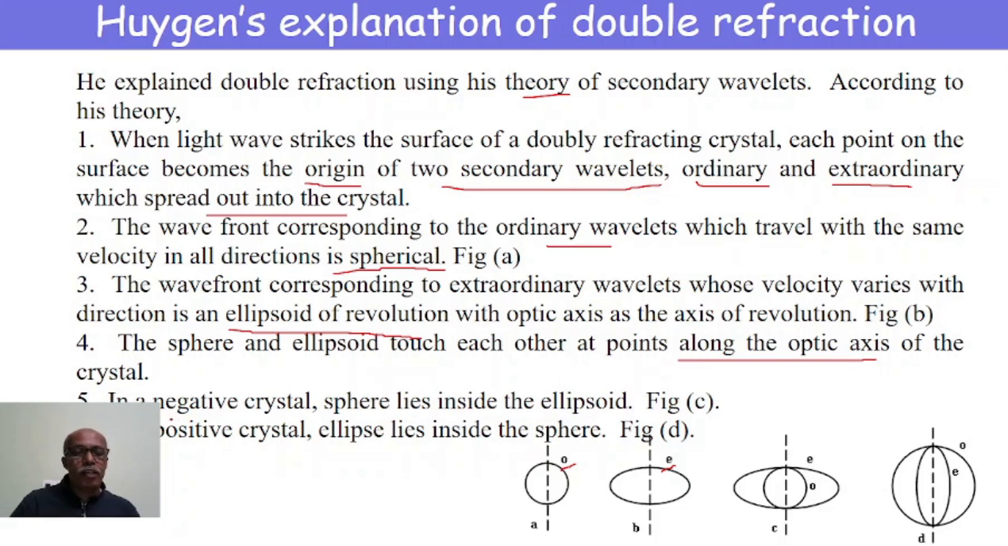And in the case of negative crystals, the sphere lies inside the ellipsoid, as shown in the third figure. The sphere is inside the ellipse. Also, in positive crystals, the sphere lies outside the ellipse, as shown in figure D. The sphere lies outside the ellipse, or the ellipse lies inside the sphere. These are the postulates used by Huygens in order to explain double refraction.